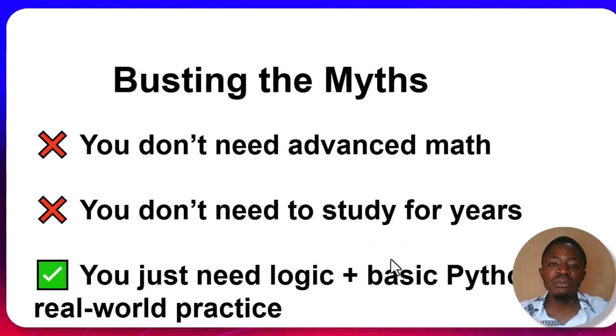Let me bust your bubble, as we say. You don't need advanced math to build this. You don't need to be a pro in mathematics to build an AI that works. You don't need to study for years or have years of experience. You just need logic plus basic Python plus real world practice, and that's all you need. That is why we said that machine learning does not explicitly need you to write programming.